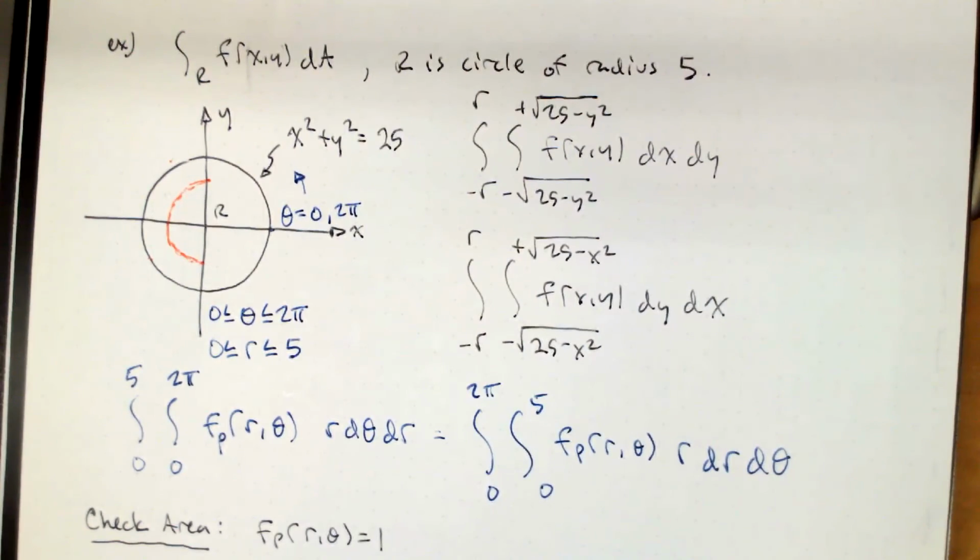But in polar coordinates, it's very simple. We just integrate r from 3 to 5, and we integrate theta from pi over 2 to 3 pi over 2. Because that is pretty much a rectangle in polar coordinates.